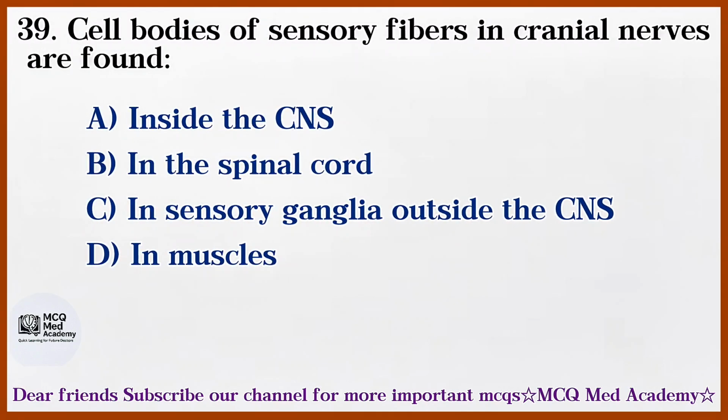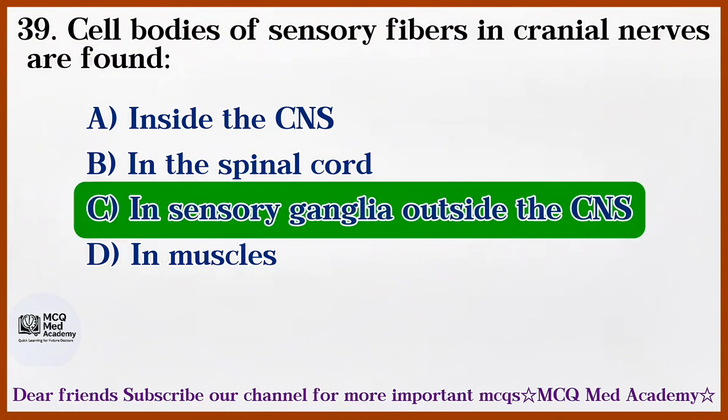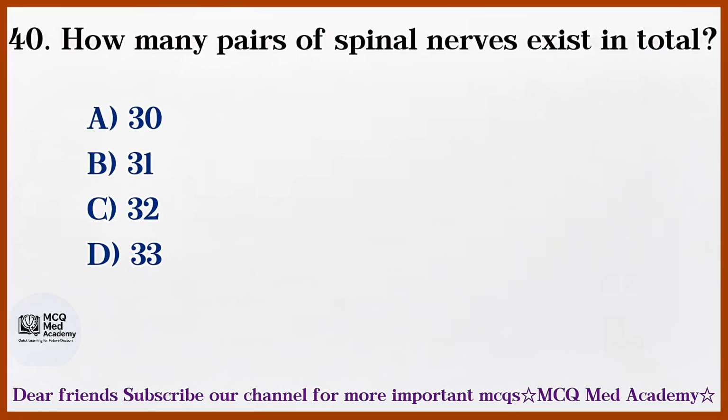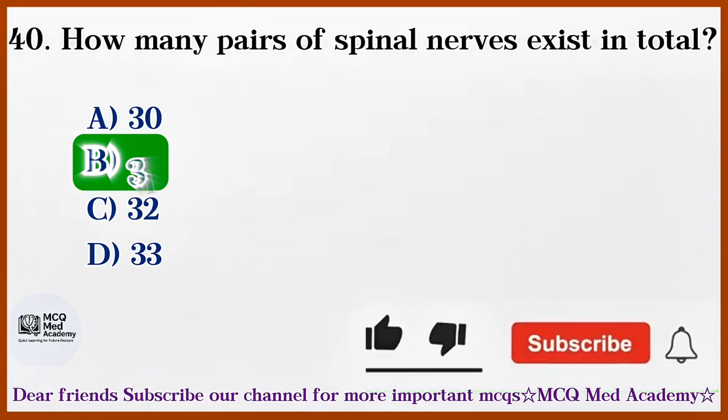39. Cell bodies of sensory fibers in cranial nerves are found: Correct answer, C. In sensory ganglia outside the CNS. 40. How many pairs of spinal nerves exist in total? Correct answer, B. 31.